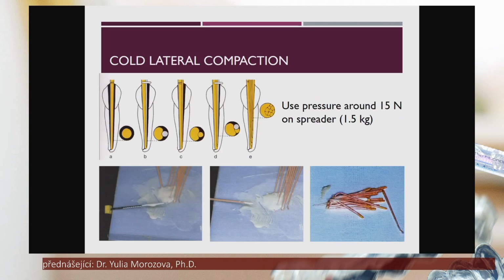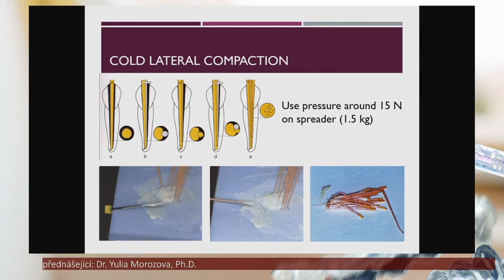So if we look at this picture here, we can see this technique step by step. First of all, we put the master apical cone, and it should be seated in the place of the apical seat. Okay, so we put it into the root canal. We will check it using the tweezers.